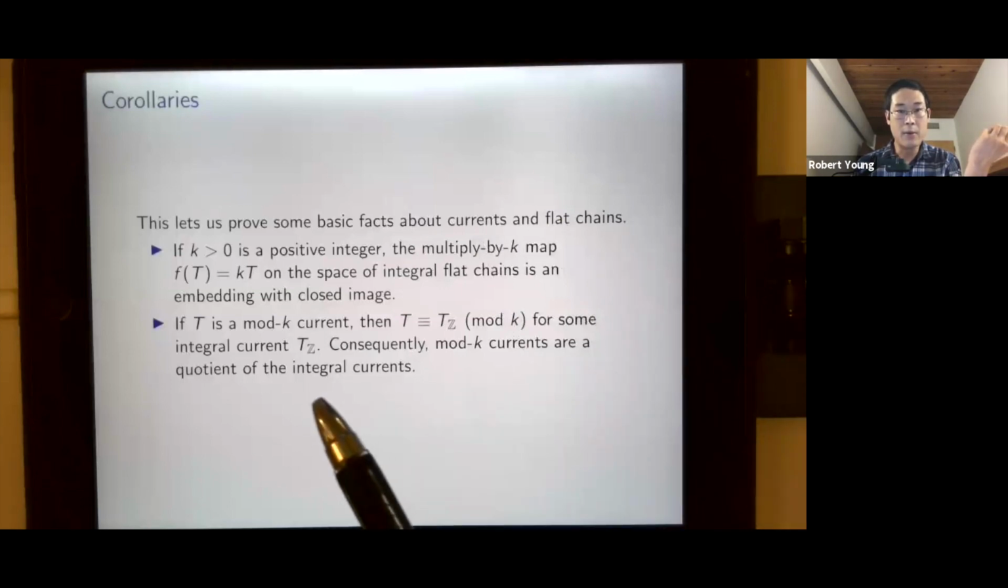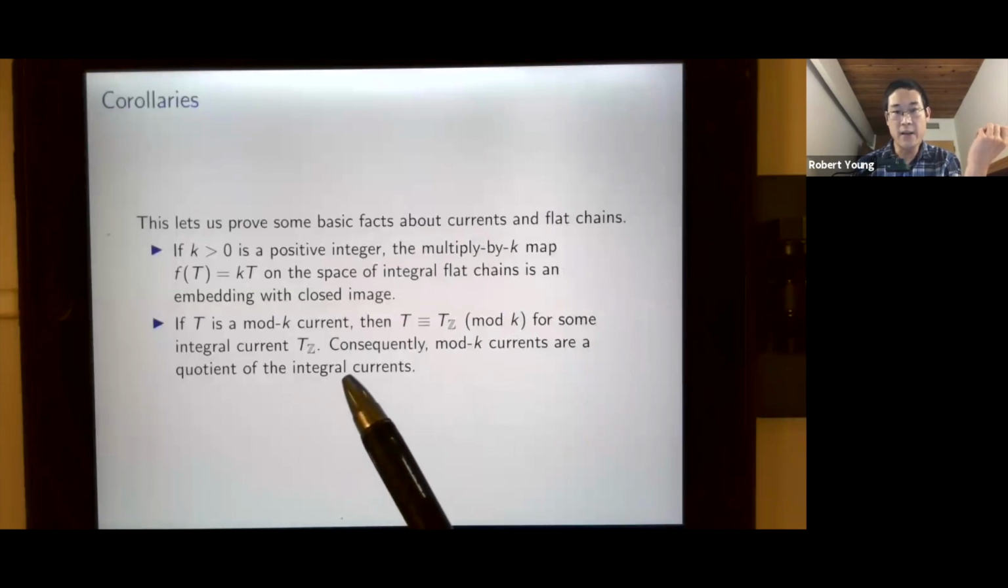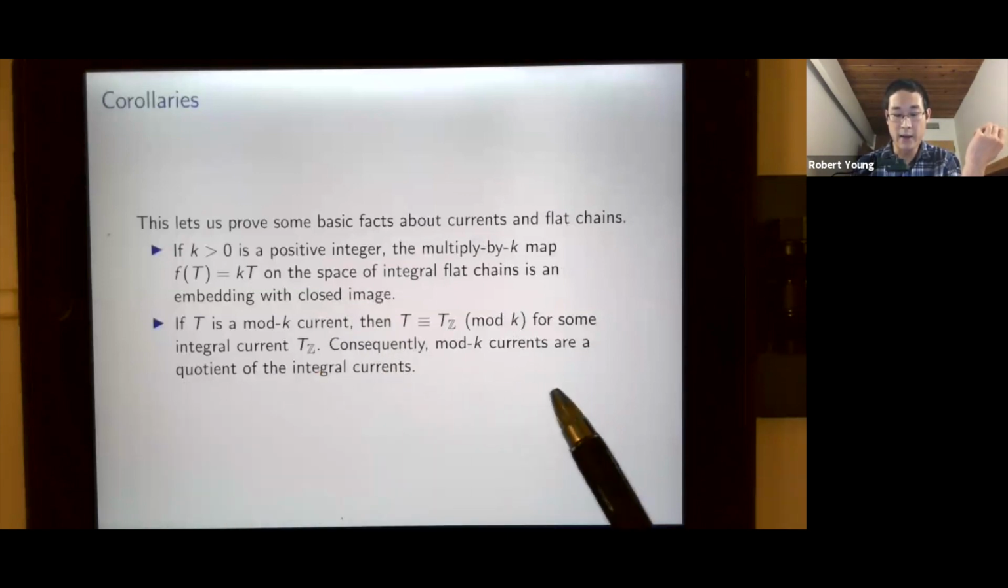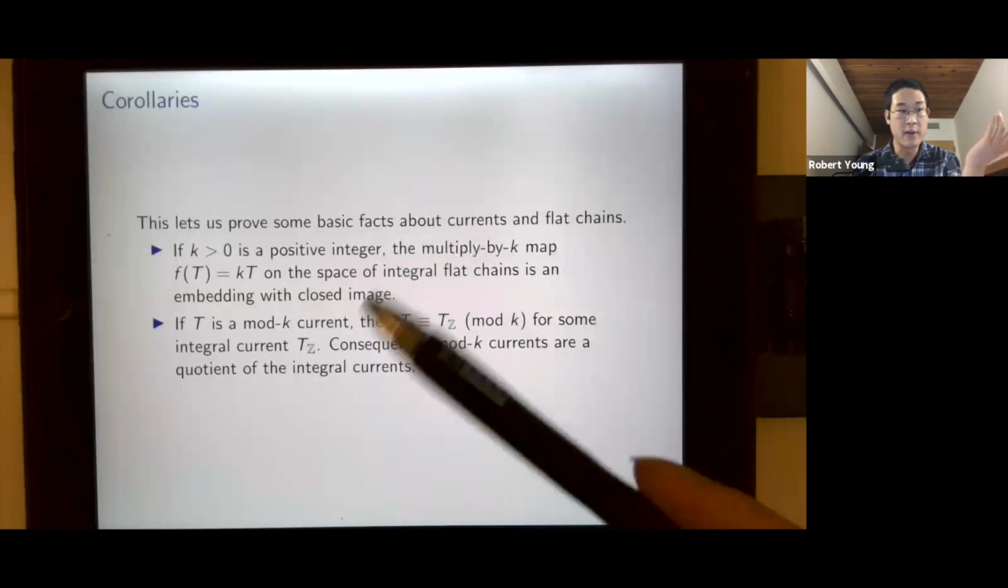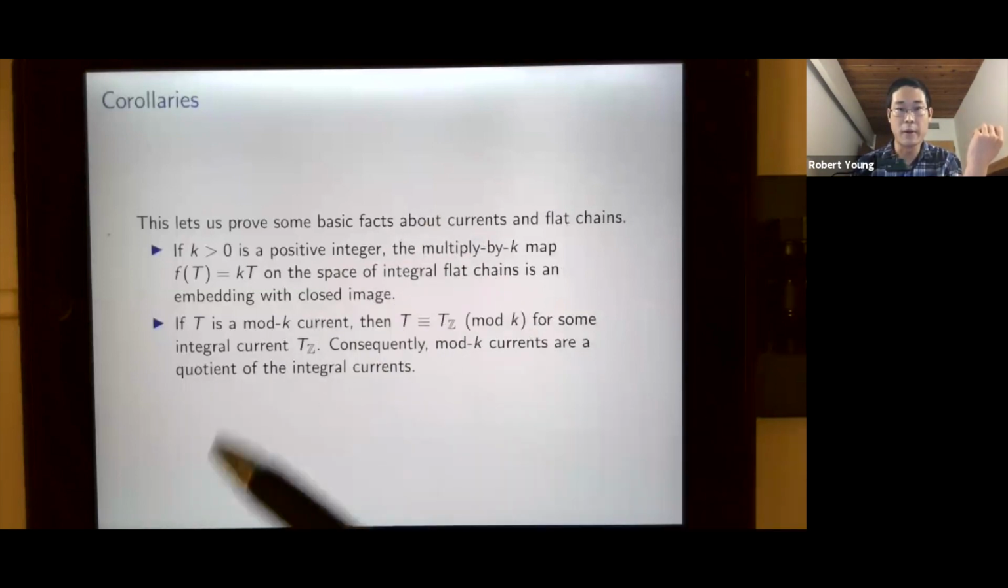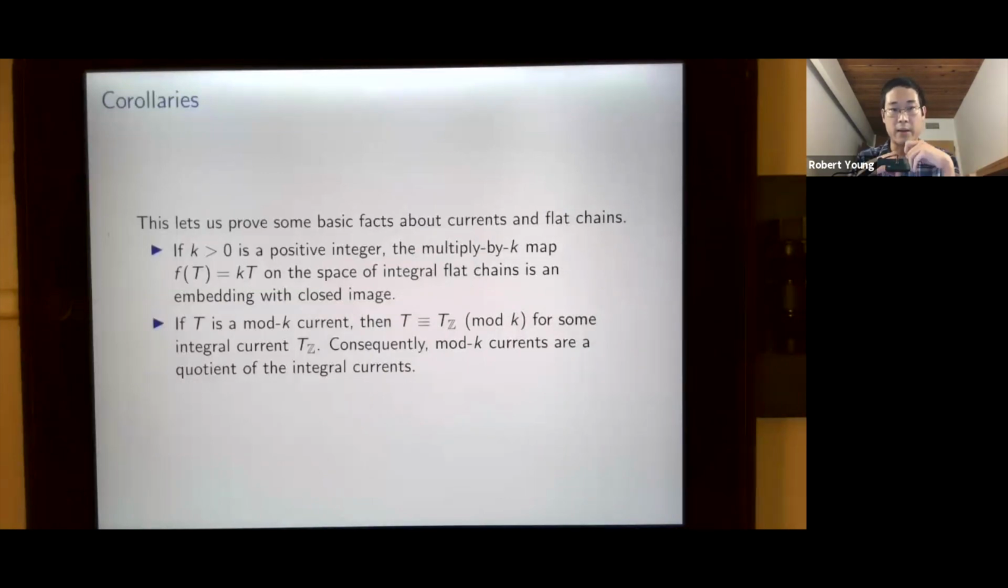And so again, this is not quite obvious. In fact, if you go to Federer's book on geometric measure theory, he claims that this is not true. He had an example of a mod K current which he thought didn't lift, but it turns out that he was just choosing the wrong lifts in his sequence. In fact, every mod K current lifts.